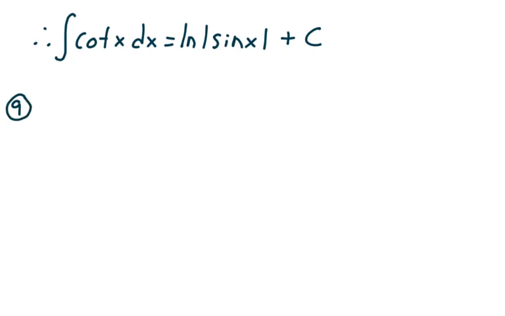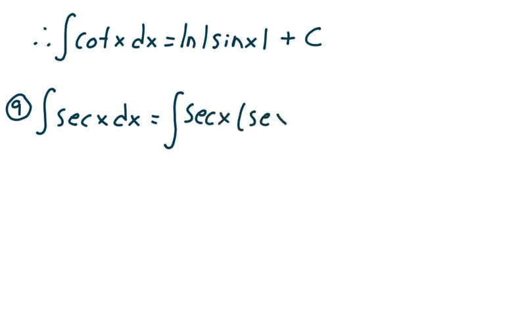Number 9. Suppose I have the integral of secant x dx. And this is another one I want to expose you guys to because we might have forgotten it. Now, what I'm going to do is multiply the numerator and denominator by secant x plus tangent x. It's like multiplying by 1. We can do that.